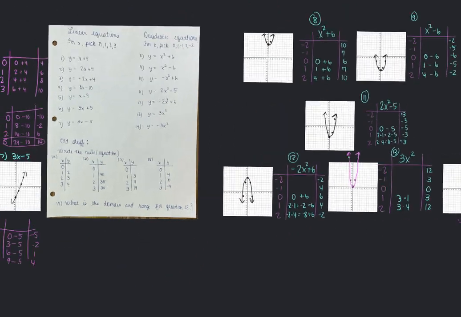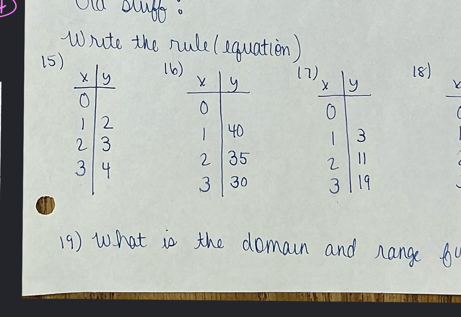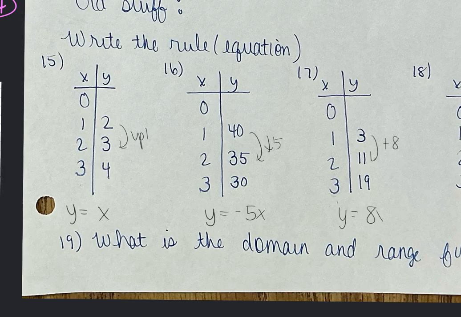Okay, let's go back to our worksheet. Old stuff, write the rule. Well, I'm going up by 1, I'm going down by 5, I'm going up by 8. So that gets me started. Y equals x, y equals negative 5x, y equals 8x. Then if I back it up to 0, this would be a 1. If I back it up, this would be a 45. If I back this one up, well, I really need to do 3 minus 8. So that's a negative 5.